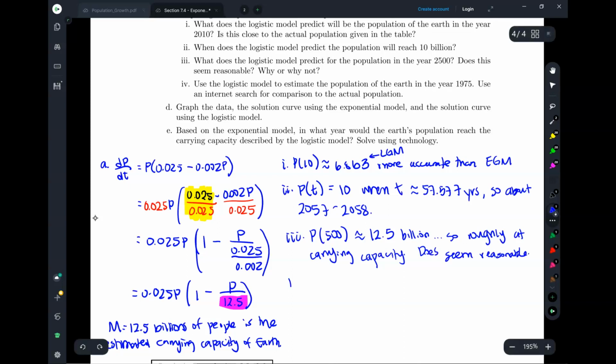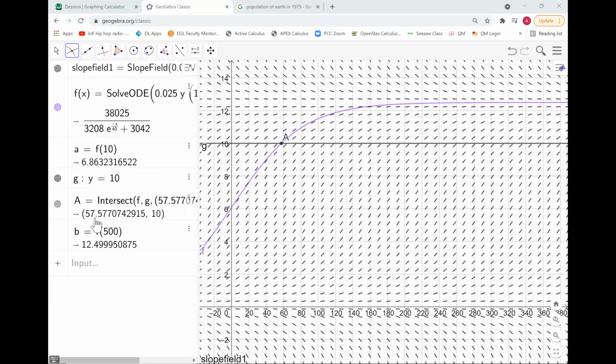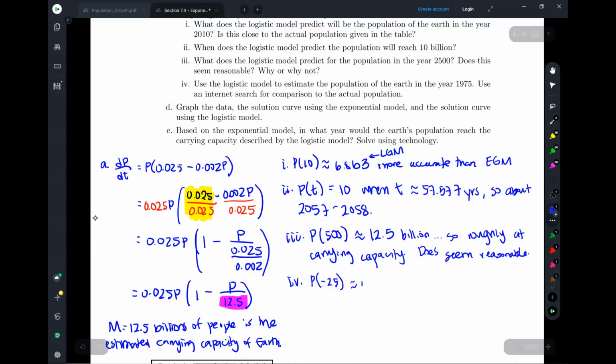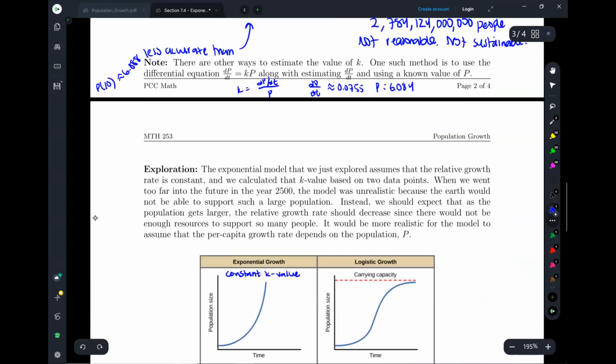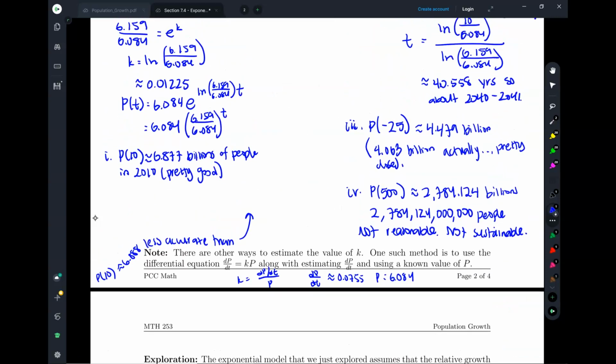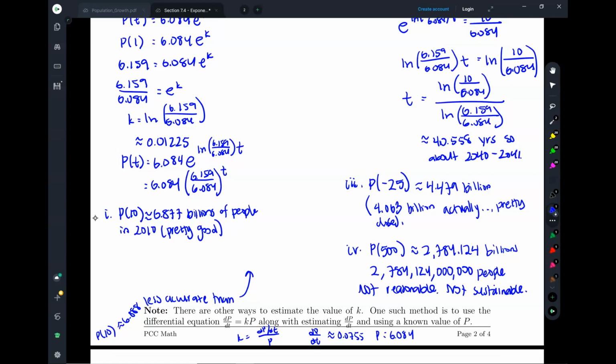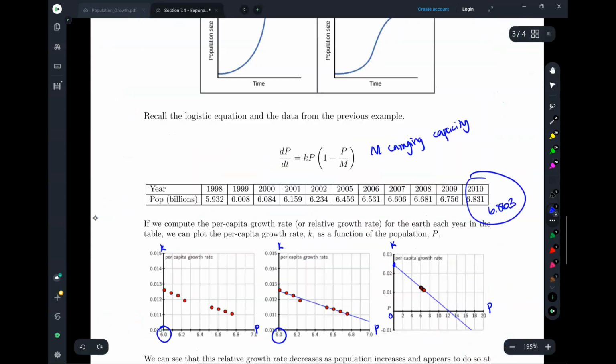All right, and then in part 4 here, we'll use the logistic model to estimate the population of the Earth in 1975, and we'll compare that again to what we found in the exponential growth model. So f of negative 25 is roughly 4.208 billion. You'll recall that the exponential model predicted 4.479. It was actually 4.063.